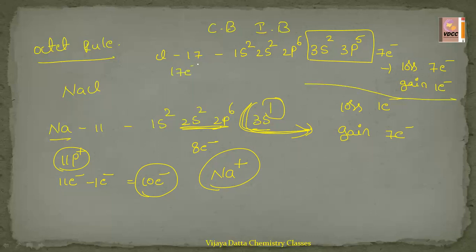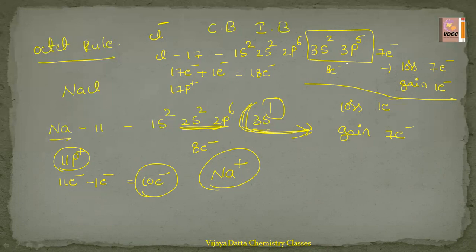17 means it has 17 electrons and 17 protons. Now to get stability, it gains 1 electron, so it will have 18 electrons. Which are more, positive or negative charges? Negative is more. That's why whenever an atom gains an electron, it gets a negative charge. Here chlorine is gaining 1 electron to get stability. Compared with chlorine, Cl minus is more stable because in its outermost shell it has 8 electrons. This is called the octet rule.